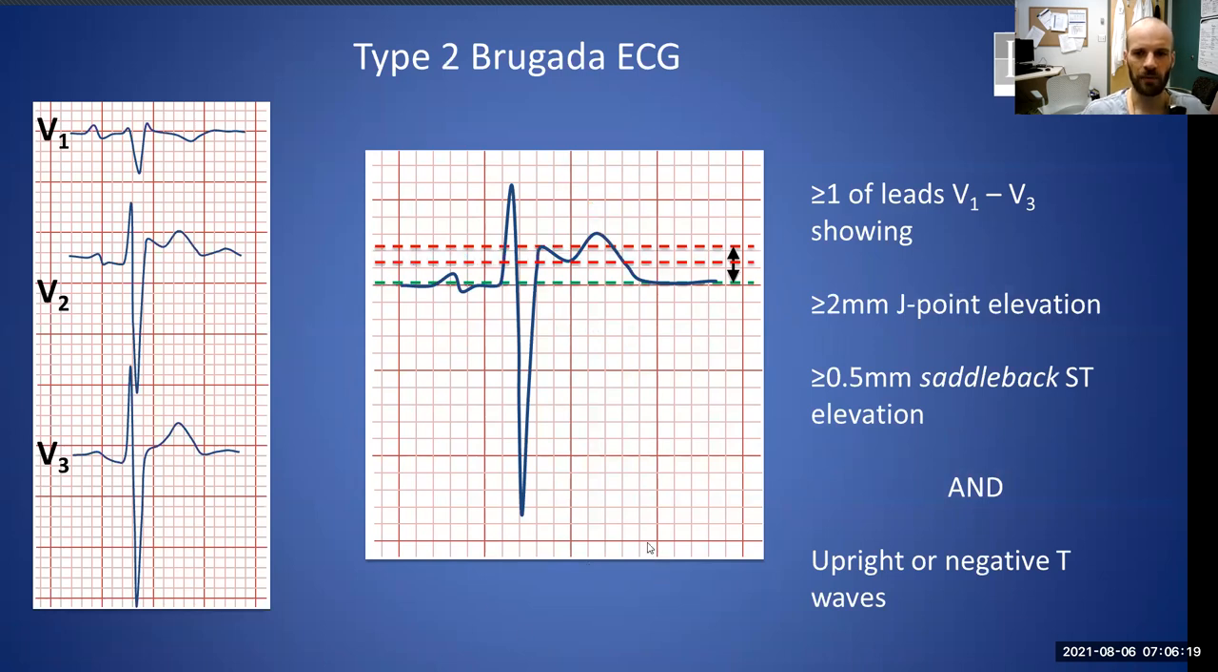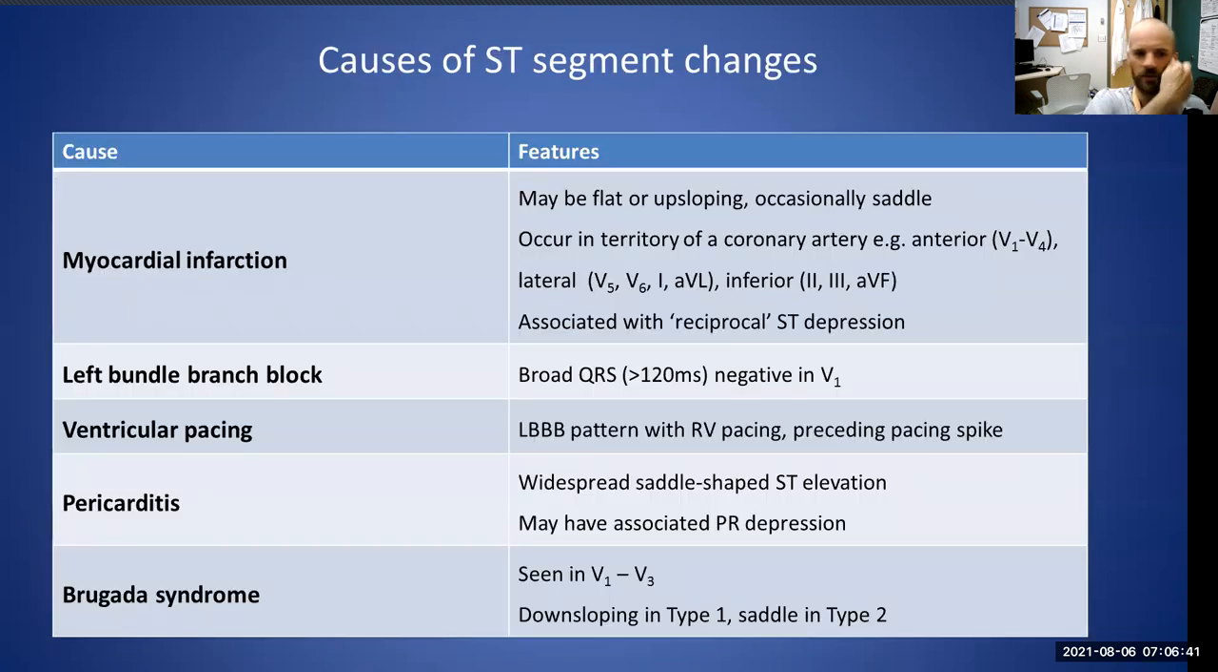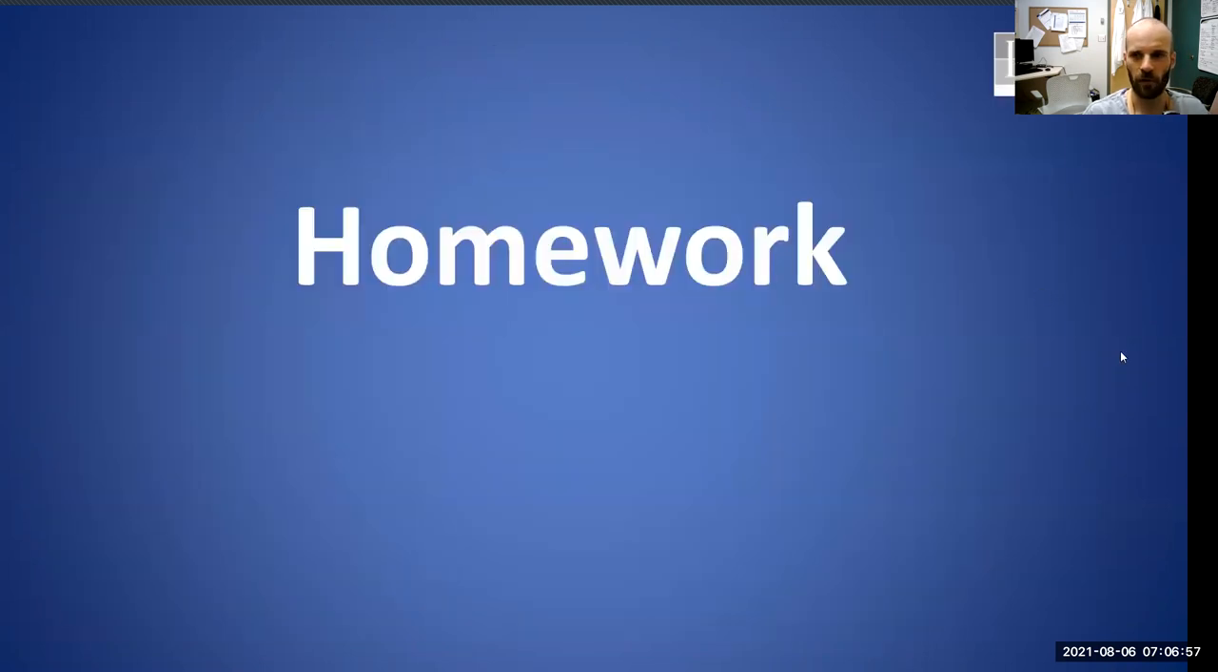On the other hand, a type 2 Brugada pattern, again in leads V1 to V3, shows at least 2 millimeters of J point elevation, but the ST segment itself, measured 60 milliseconds post J, only needs to be half a millimeter up, and it has this saddleback appearance instead with upright or negative T waves. All the causes of ST segment changes, commonly being things like myocardial infarction, left bundle branch block, ventricular pacing, pericarditis, or Brugada syndrome. This crib may have been helpful for you for the homework. So let's see how we got on with the homework.